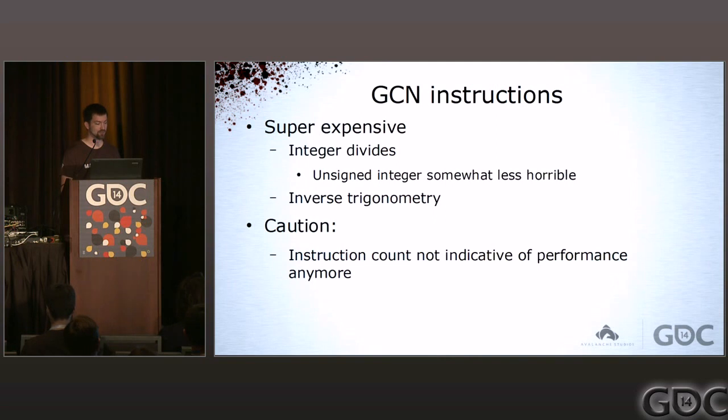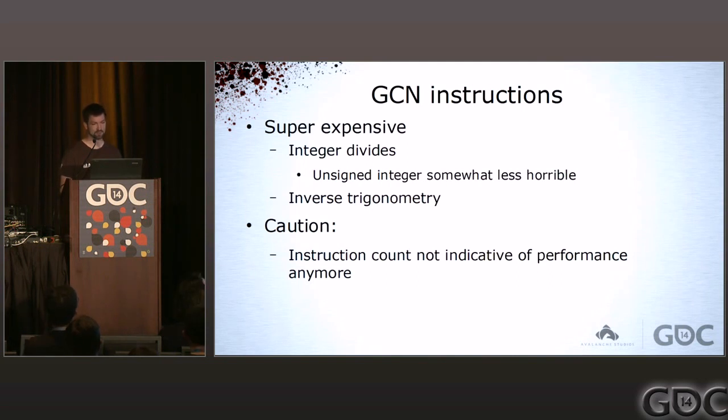The things that are super expensive include things like doing integer divides. It's slightly less horrible if you have one side, but this is not natively supported by the hardware, so it's emulated with a lot of instructions. And as I mentioned before, that's also the case for inverse trigonometry.